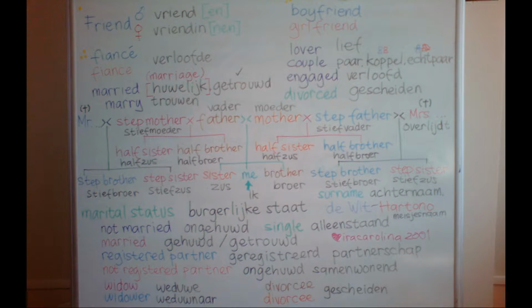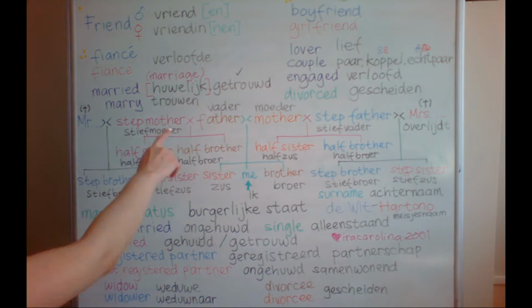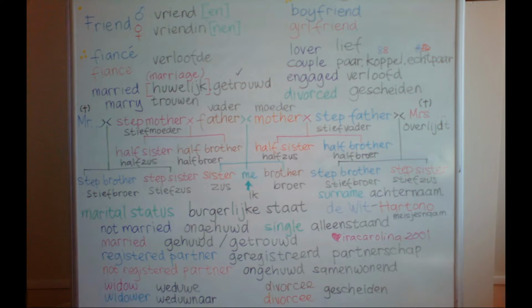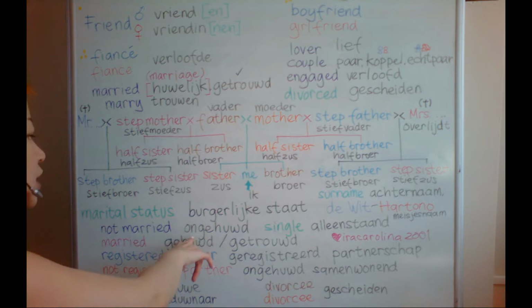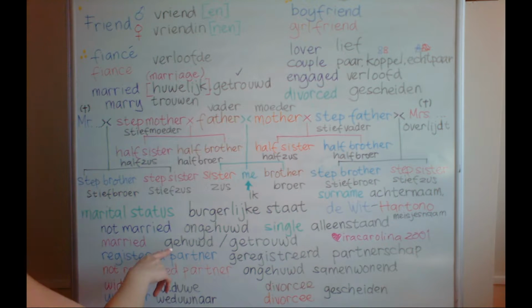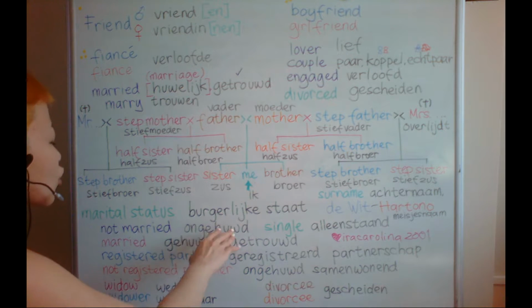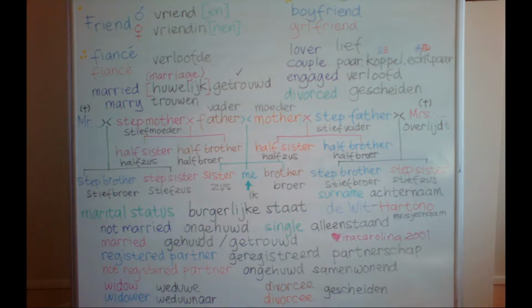Now, how about married? We already talked about it right here. Getrouwd or gehuwd. On is not. So if you say married, it is gehuwd. If you say ongehuwd, it is not married.